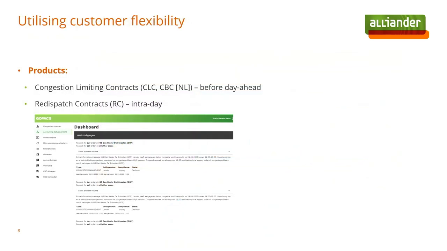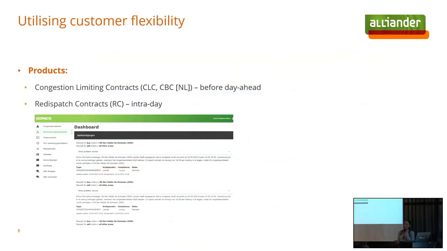So there are two types of products that we have mostly with customers and that are being operated through the HAS. One is the congestion limiting contracts, which is a product that is operated day ahead. So then customers are contacted before the day ahead market is closed. So then there is no disbalance that is being done there.